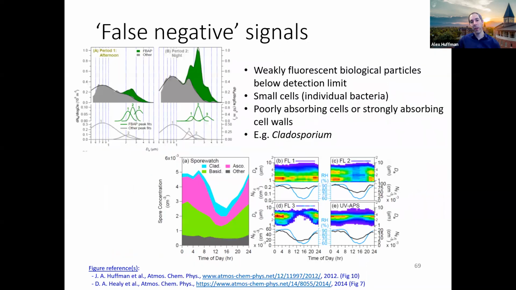So this is false positives. This is false negatives. There are also things that you want to fluoresce that don't fluoresce. And so certain biological particles are small cells and don't fluoresce strongly, or are just small and the detection limit is hard to get at, or they have poorly absorbing cells, or they have strongly absorbing cell walls. If we have certain kinds of fungal spores that have dark walls that don't fluoresce real well, cladosporium is hard to detect by fluorescence in certain applications. And so you may miss some of the things you care to see.